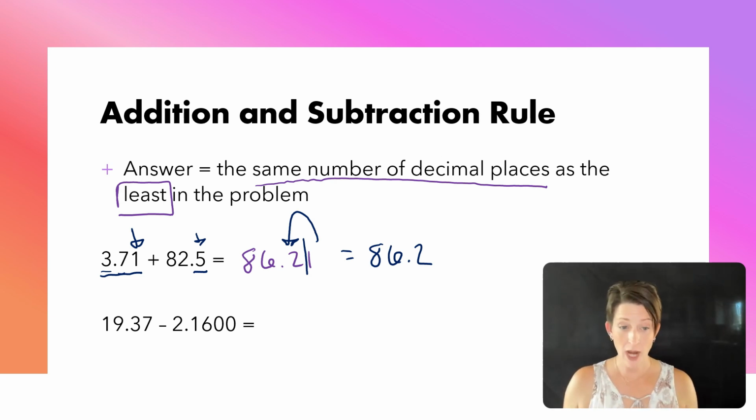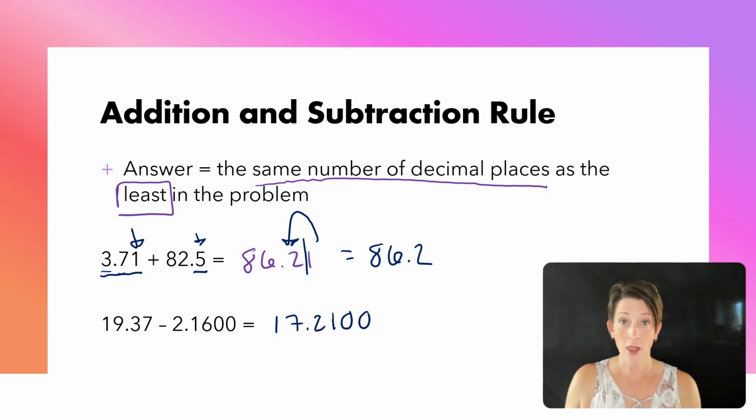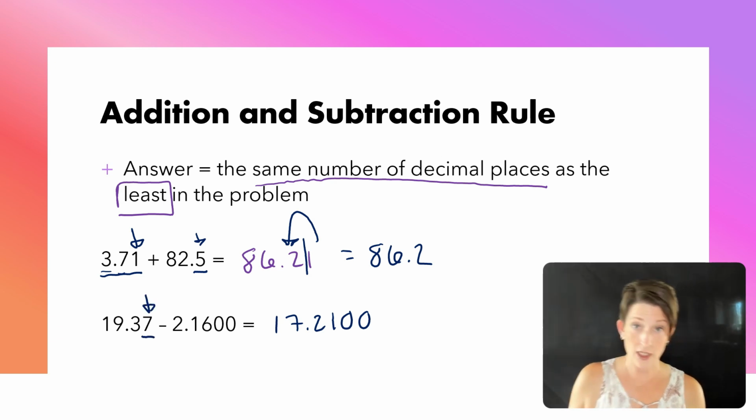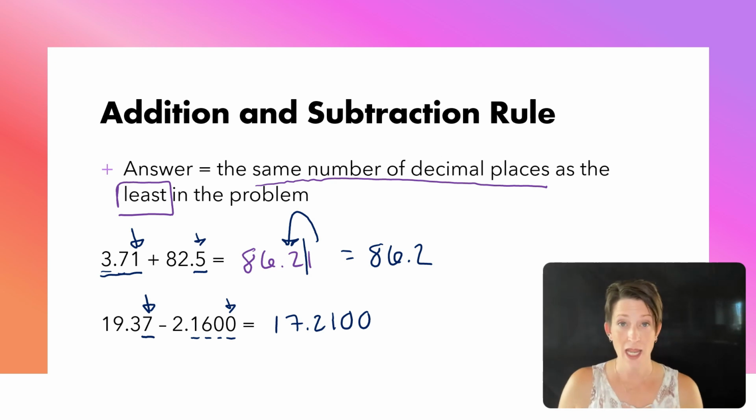We do the same thing with subtraction. So we take the 19.37 minus 2.1600, and you're going to get 17.2100. Looking at the precision of our two numbers, the first number has a precision to the hundredths place. The second number has a precision to tenths, hundredths, thousandths, ten-thousandths place. The first number is least precise. It has the fewer digits in that decimal area.